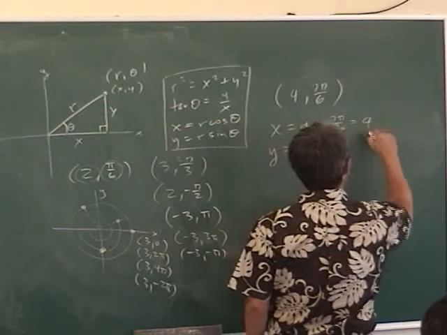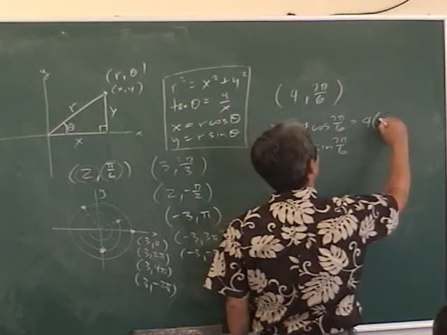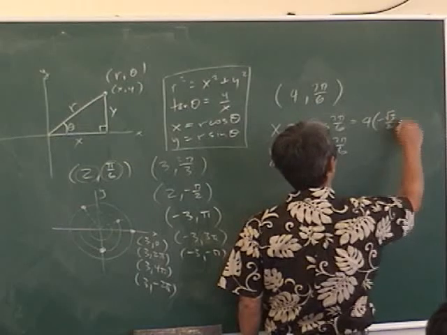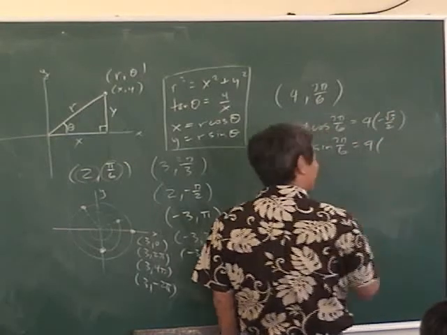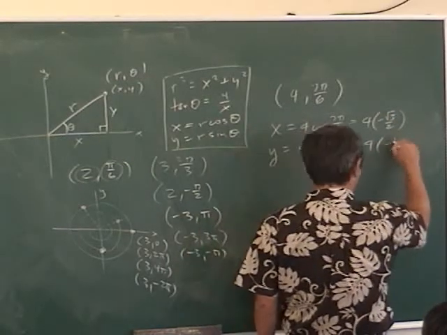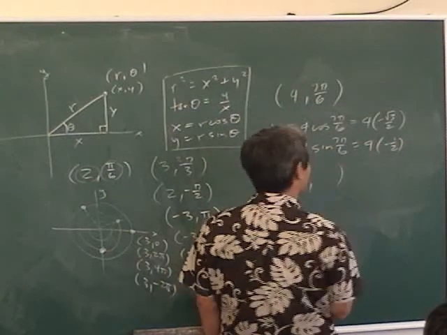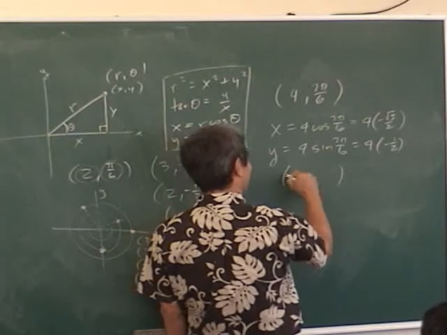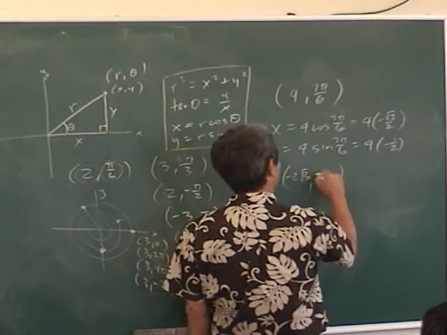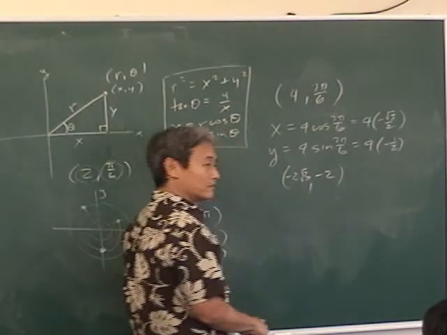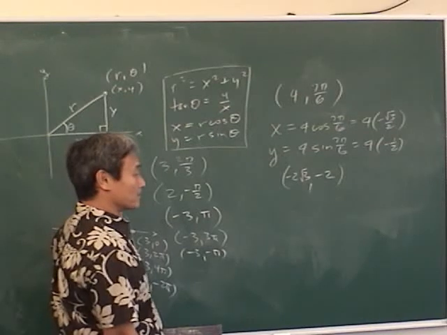What is cosine of 7 pi over 6? Negative root 3 over 2. What is sine of 7 pi over 6? Negative half. So therefore, the coordinates of this point in the rectangular coordinate system would be negative 2 root 3, negative 2. Just multiply those numbers.